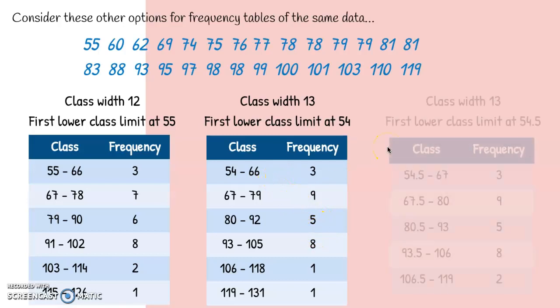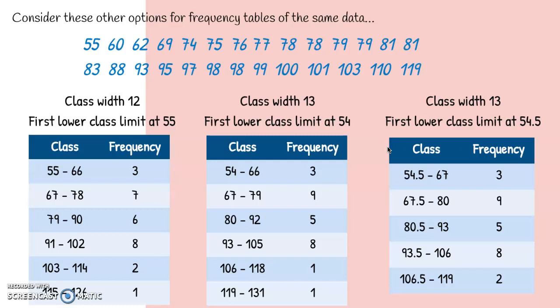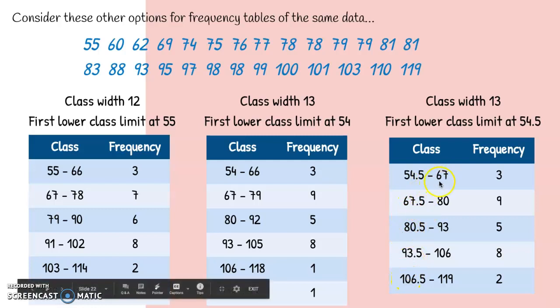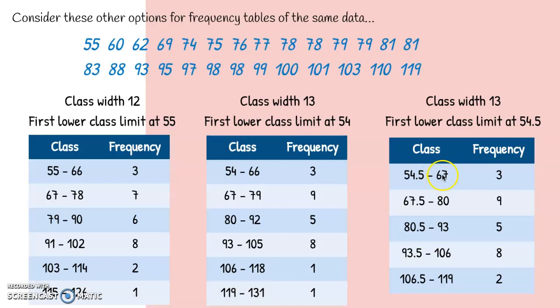One more example here, just showing that you can use decimals. I'm going to keep a class width of 13 with this example. My first lower class limit, though, I'm going to start at 54.5, right? Because that's a decimal that's less than 55, but it's not a part of 54. So we're starting at 54.5. If we add 13 to that number, we get 67.5. Add 13, 80.5, etc.